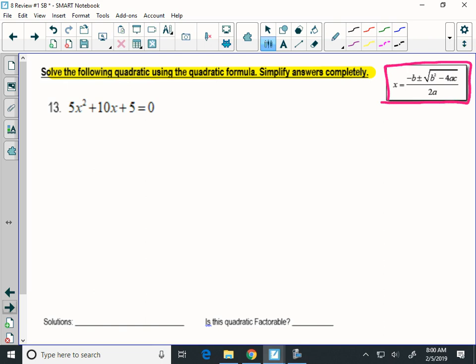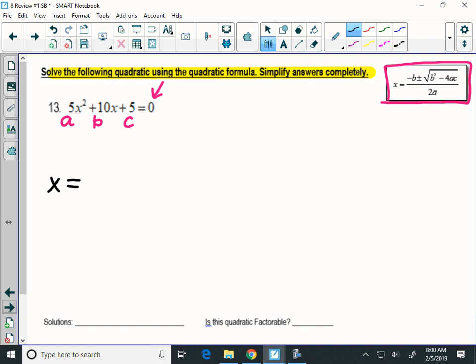In order to use my quadratic formula, first your quadratic has to be set equal to 0, which we have. You need to know what a, b, and c are. A is the coefficient in front of the x squared, b is the term in front of the x, and c is the constant. Now we take those values and we put them into our quadratic formula.